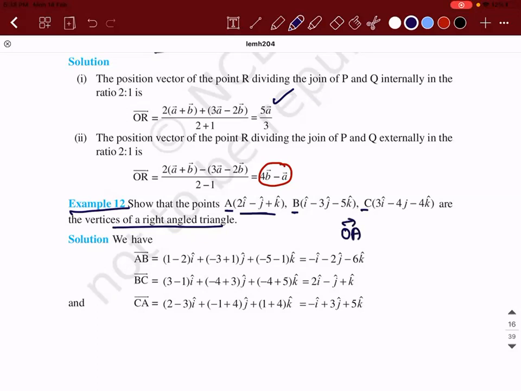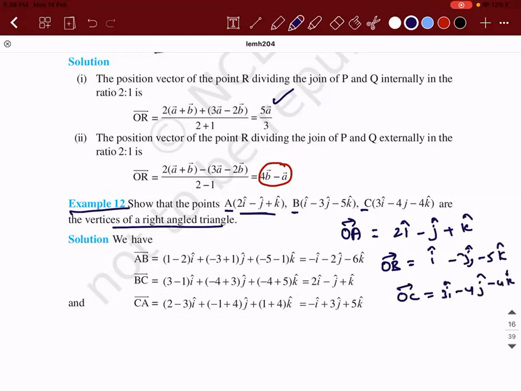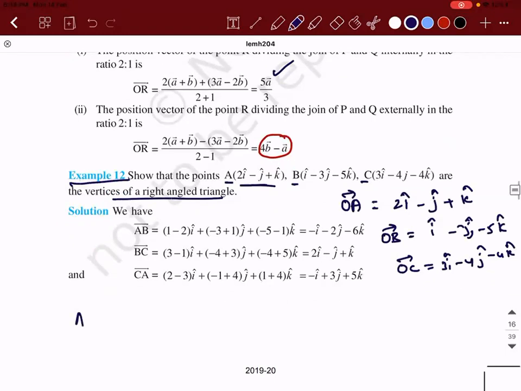So OA vector is how much, guys? 2i cap minus j cap plus k cap. What is OB vector? i cap minus 3j cap minus 5k cap. OC vector is 3i cap minus 4j cap minus 4k cap. So what is AB vector? AB vector is OB vector minus OA vector.